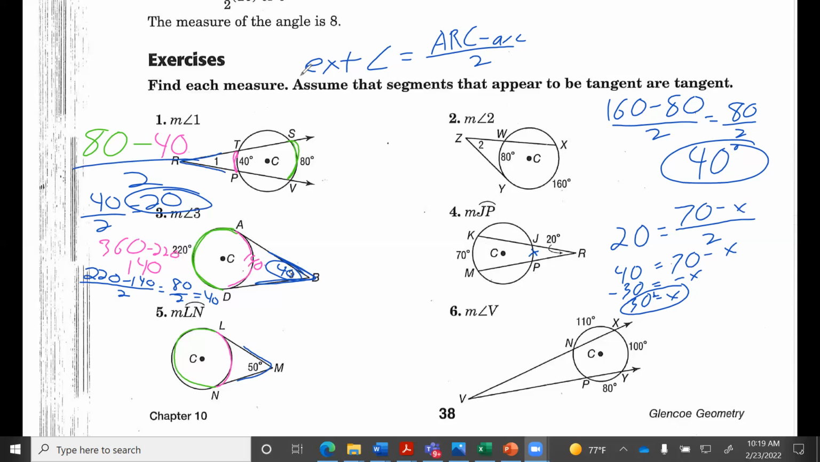All right, so this goes back to the first section of this chapter. How do you label a minor arc compared to a major arc?